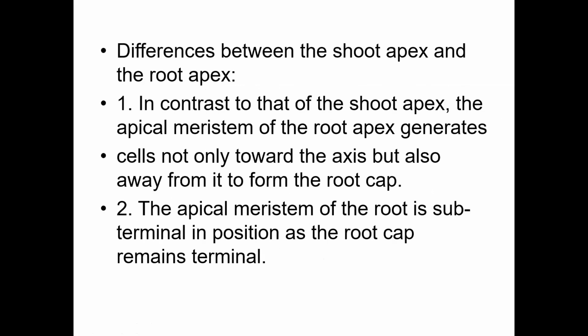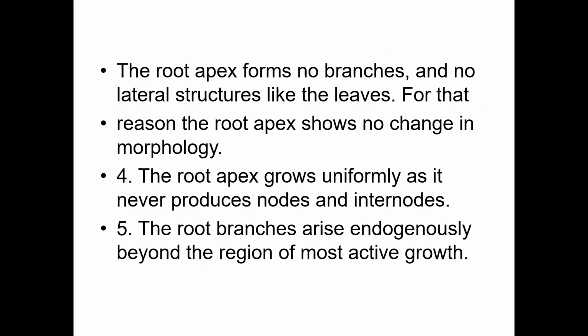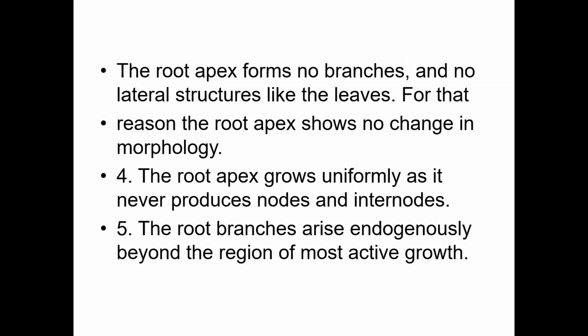That is, in the root apex, the root cap is present, hence the root apex is subterminal, whereas the root cap is terminal. In the root, there are no nodes and internodes, no branches, and no lateral structures like leaves. These are some of the differences between root and shoot apex, and these are the theories which are important for competitive exams. So I will stop here, and in the next class we will continue.